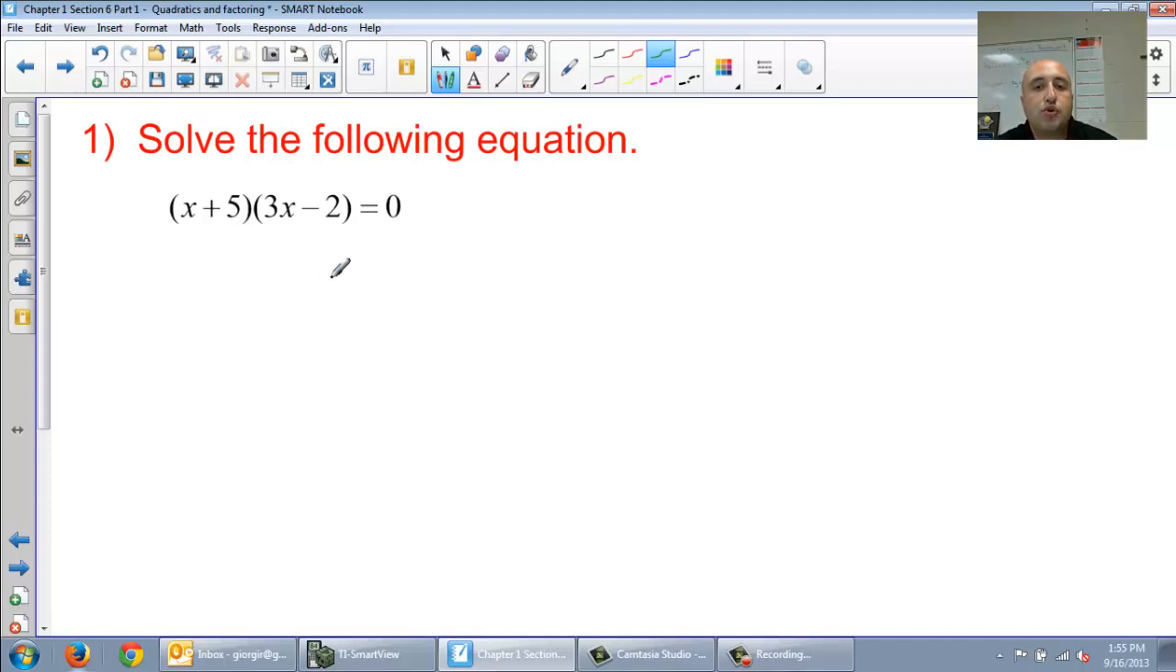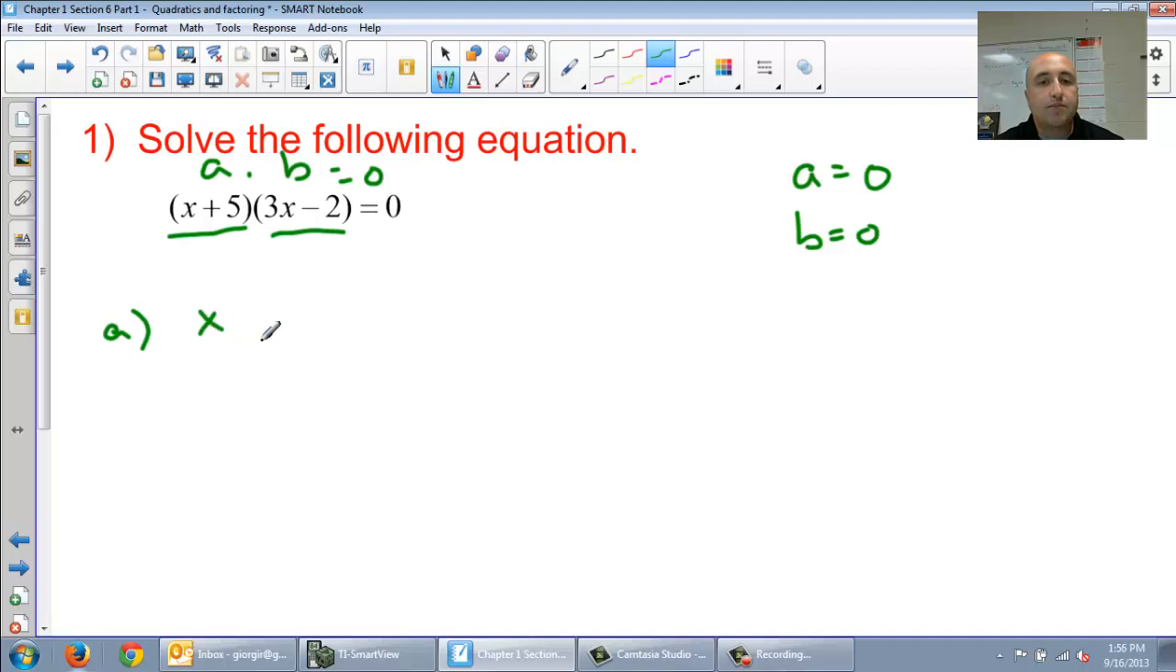So when two things are being multiplied together, for instance, if a times b is equal to 0, what do we know about a or b? Well, a has to equal 0 or b has to equal 0 for something to multiply together to be equal to 0. So we're going to figure out what makes the left piece equal to 0 and what makes the right piece equal to 0. So the first thing you're going to do is take x plus 5 and set it equal to 0. And then you're going to take 3x minus 2 and set it equal to 0.